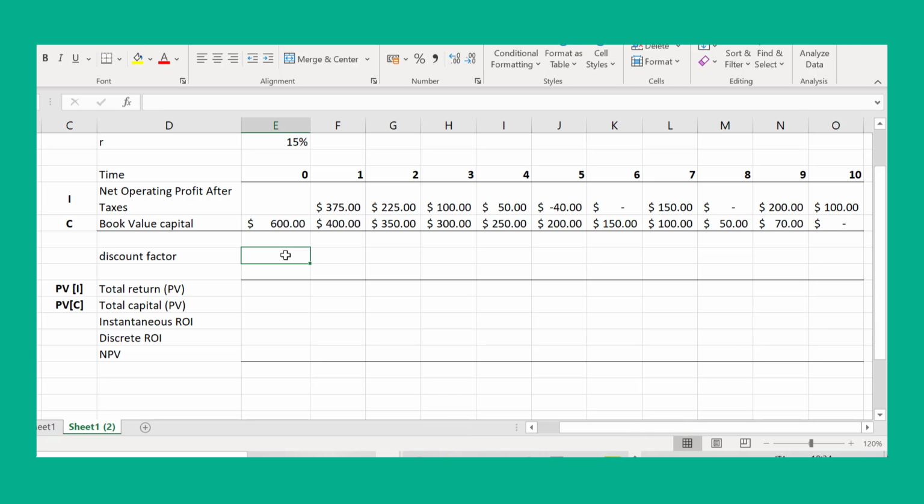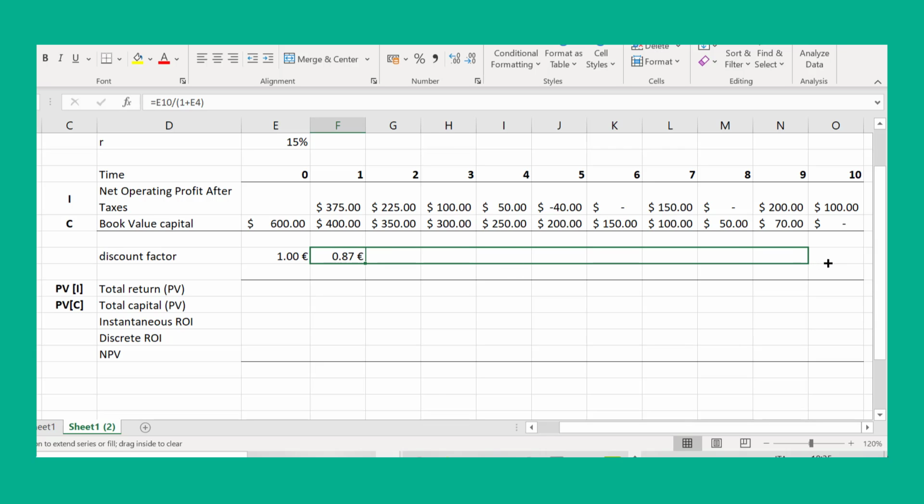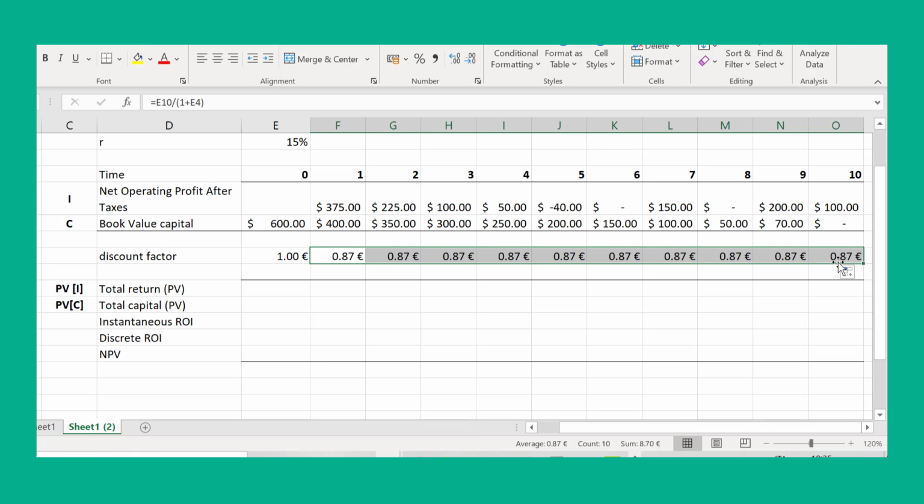Let us calculate the discount factor. For 0 it is 1, and for 1 it is 1 divided by 1 plus the cost of capital. The cost of capital is assumed to be 15%. So we have 0.87, the discount factor for year 1. Then we copy the formula and we have the discount factors for each year.